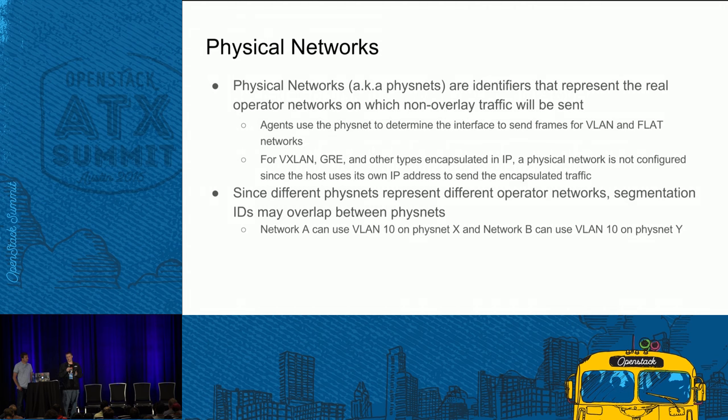For overlay protocols like VXLAN and GRE, there's no physical network provided because that just uses the compute host's kernel networking to send the traffic. It's all encapsulated in IP, so there's no bridge mappings in that case. And each physnet is meant to be a completely separate layer two domain. So the way that works in Neutron is VLAN IDs can be duplicated between different physnets. So you can have 4,000 VLANs all used up on one physnet, and then have another physnet with the same 4,000 VLANs, and they're meant to be different networks corresponding to different interfaces on the compute nodes.